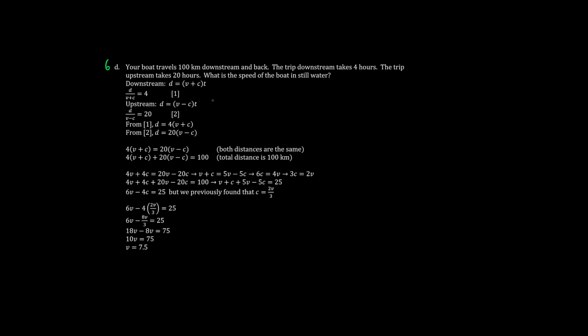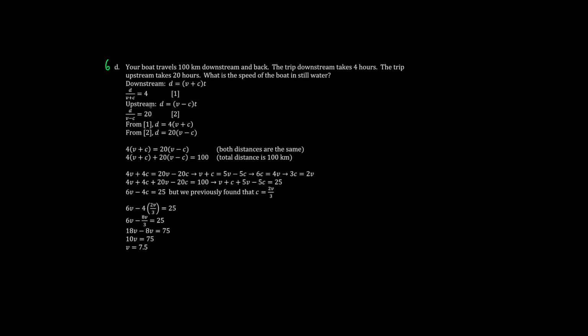So the biggest challenge of these word problems is to come up with your two equations and two unknowns. Keep rereading the question and try to set these up. Downstream, the current is helping you go faster. We know that distance equals velocity times time, but your regular velocity is going even faster because of the current. Now we know that the trip takes 4 hours, so t is equal to d over v plus c, and we substitute t with 4, resulting in equation number 1.